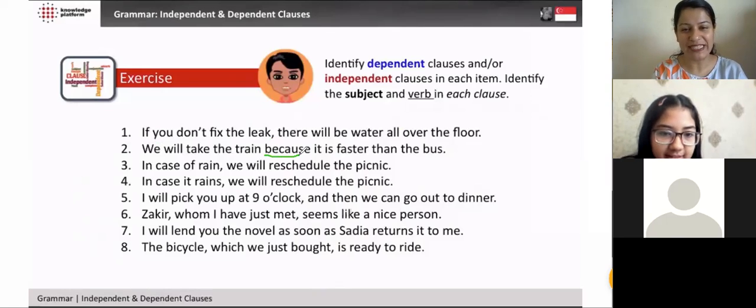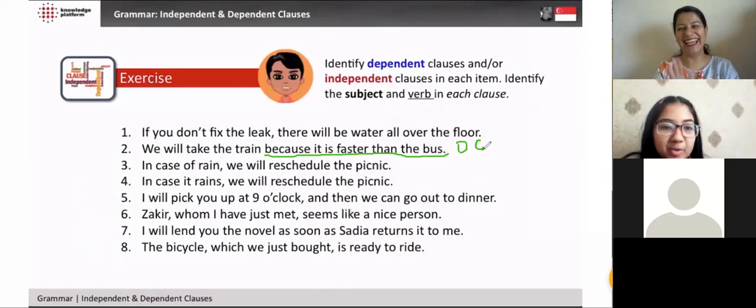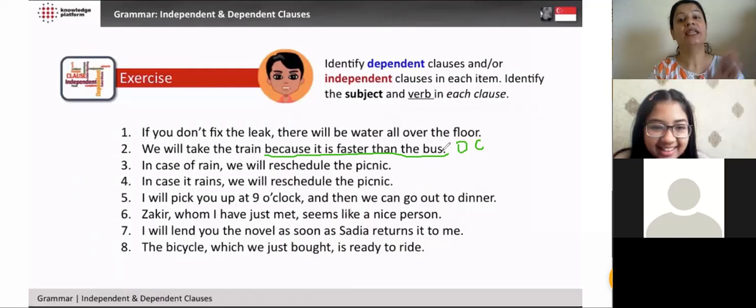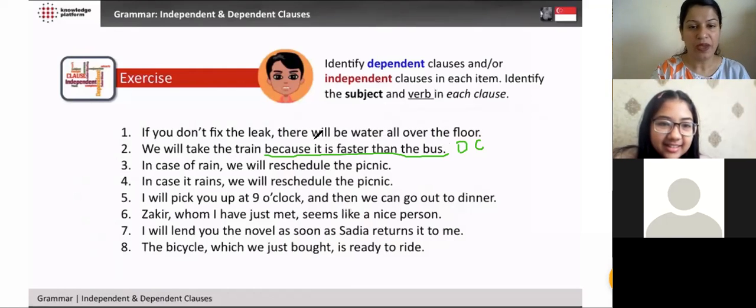गलत हो गया. Because it is faster than the bus is your dependent clause. Oh, sorry, I meant the opposite. हाँ, मुझे समझ आ गई थी. We will take the train is the independent clause. ठीक है? Idea complete हो रहा है. Because it is faster than the bus, dependent clause है. Idea incomplete है. ठीक है?